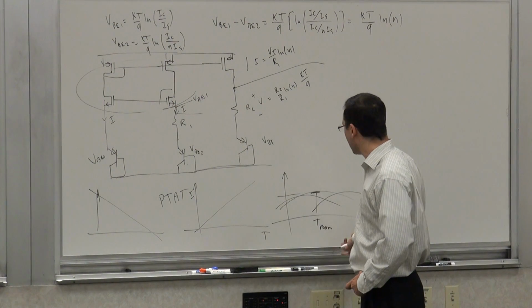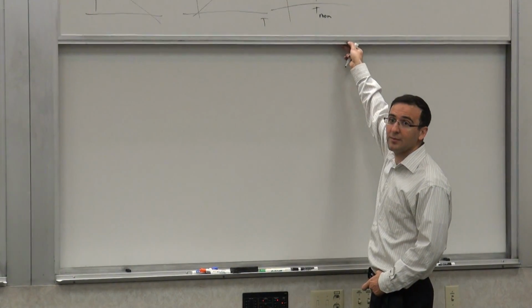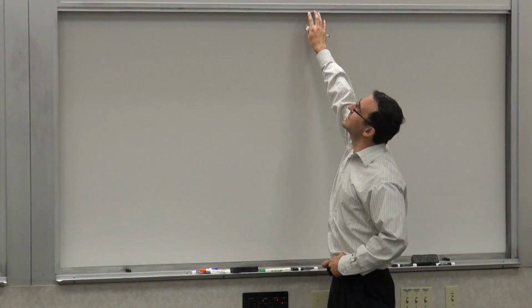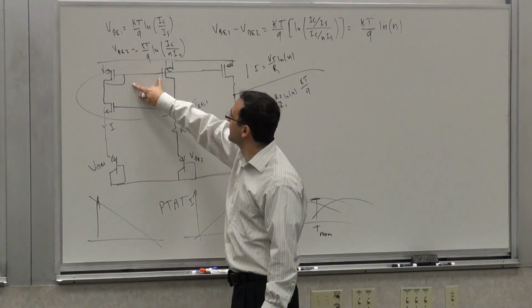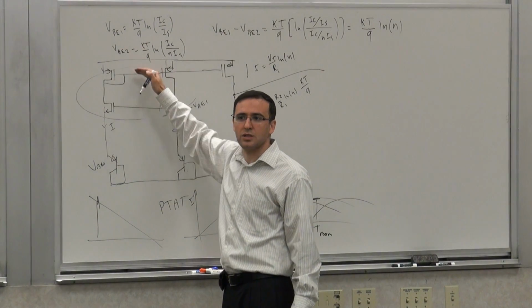Actually, another way of making the band gap, which is probably even more common, is that the problem with this is that a lot of times to make these things very constant you need to make these cascode, and you need to make these cascode, and then you lose a lot of headroom.